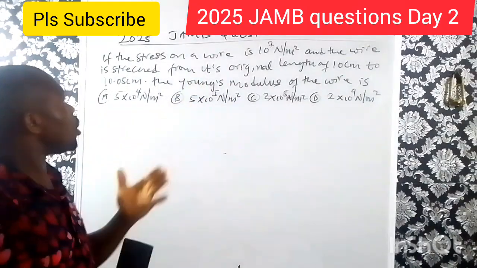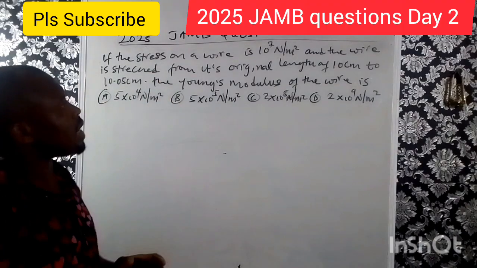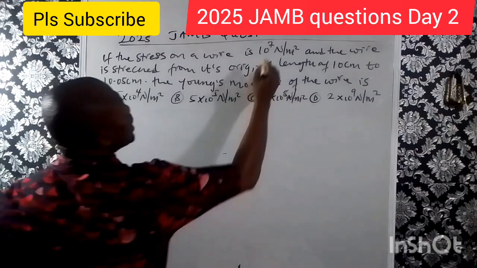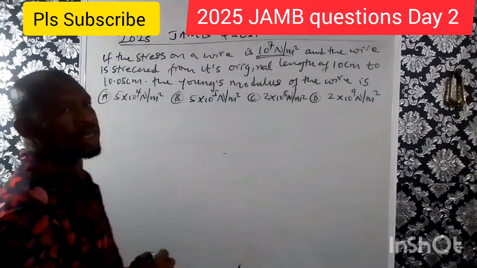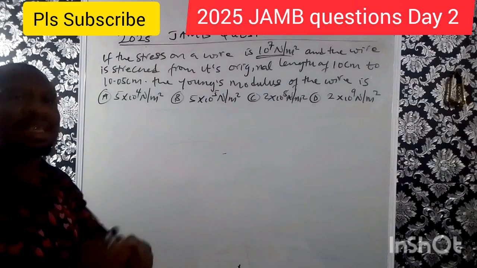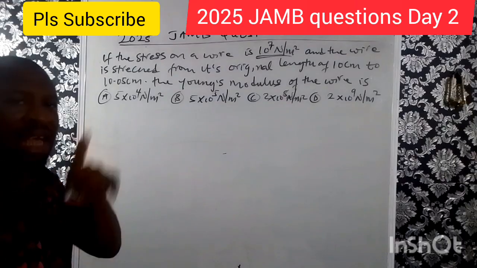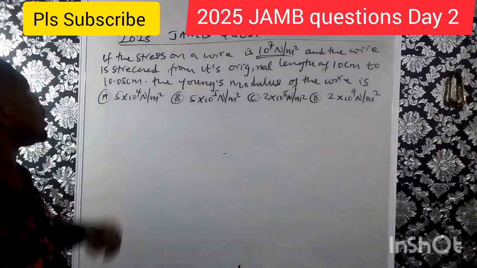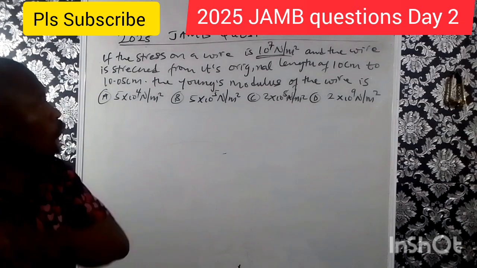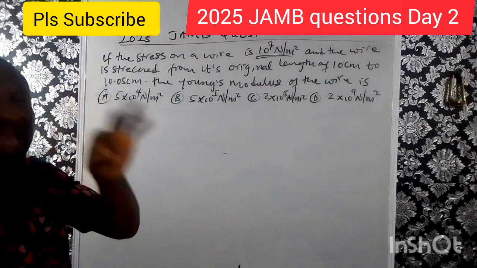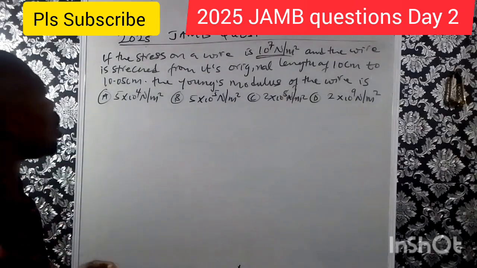This question on the board: if the stress on a wire is 10 raised to power 7 Newton per meter squared, and the wire is stretched from its original length of 10 cm to 10.05 centimeter, the Young's modulus of the wire is dash. And the Young's modulus must be any of these options there.